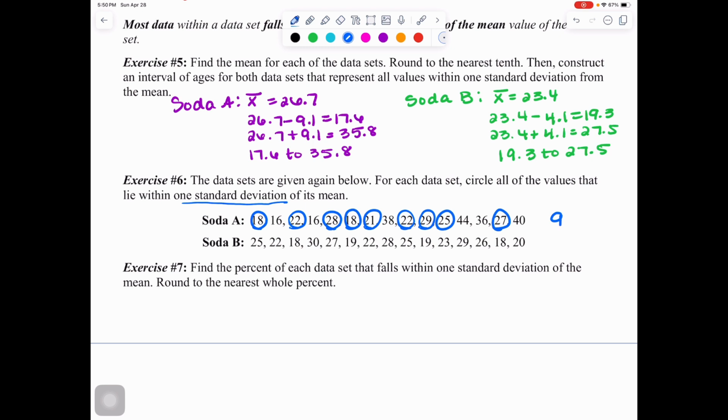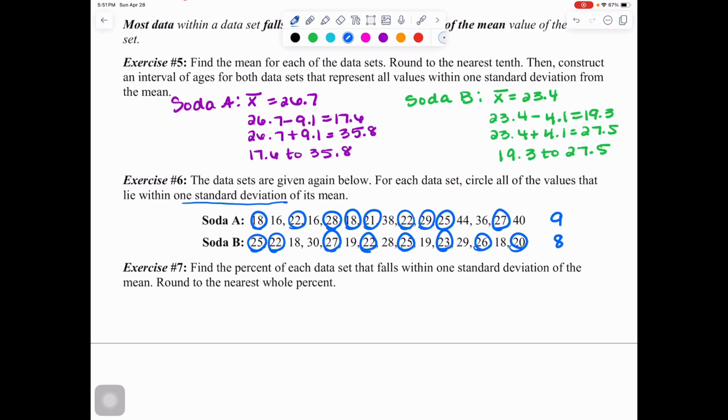So then we'll do the same thing for soda B, but this time we're going to circle all the ones that are 19.3 to 27.5. So I'll circle 25 and 22, 27, 22, 25, 23, 26, and 20. And here we have 1, 2, 3, 4, 5, 6, 7, 8.